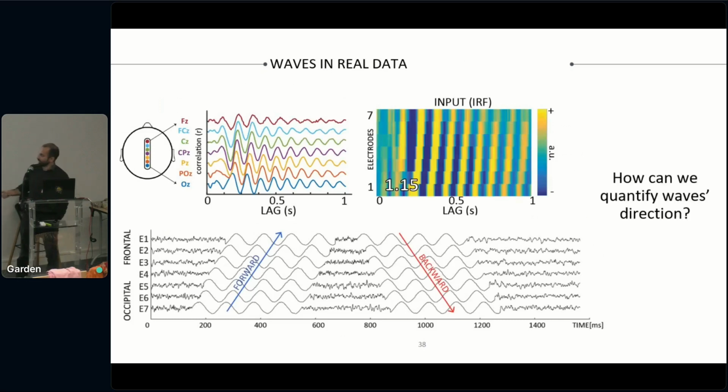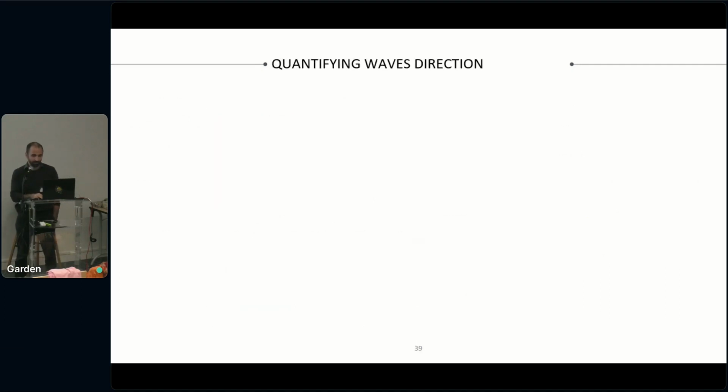Okay, cool. We defined our traveling wave, but how do we quantify them in practice? So we have our data, we can plot these nice images, but then how do we actually quantify them? To do that, we move to the spectral domain.